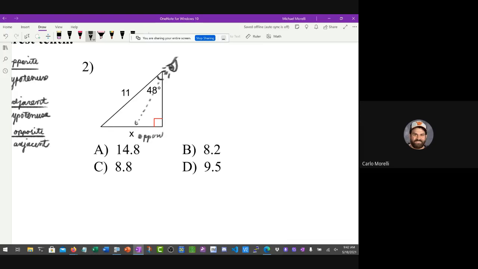opposite. Some people abbreviate OPP. And then the 11 is the hypotenuse. And the way you always know that is you look here at this right angle marker, and then you look across the triangle, and the side that is across from that right angle is always the hypotenuse. So this is going to be the hypotenuse.